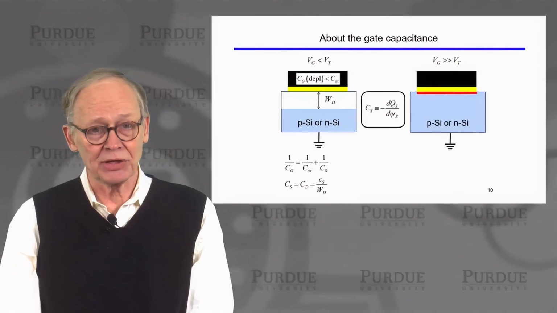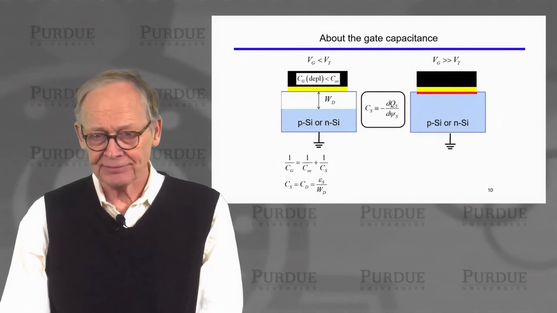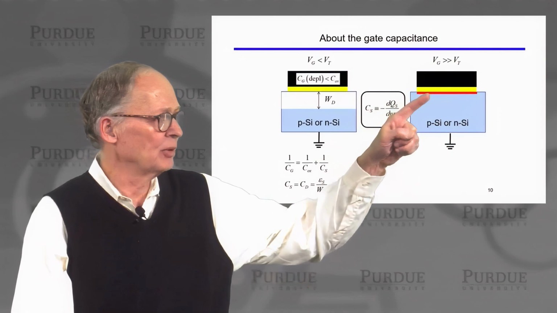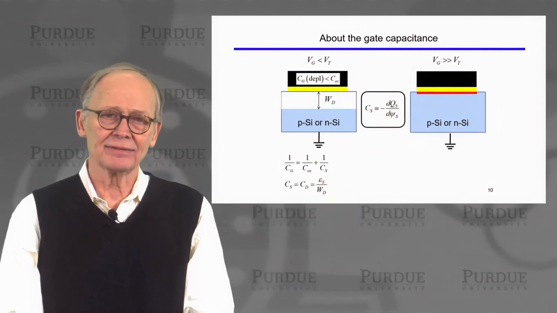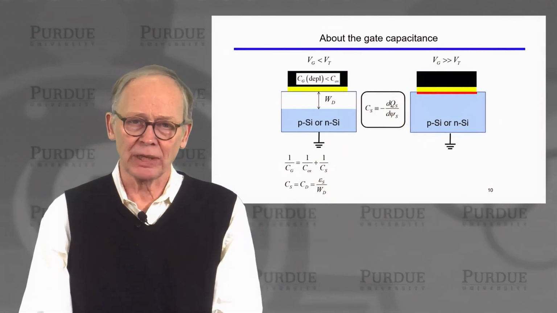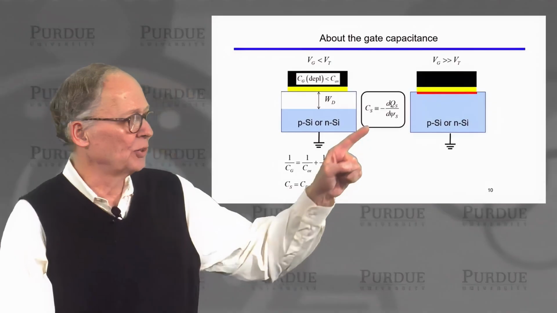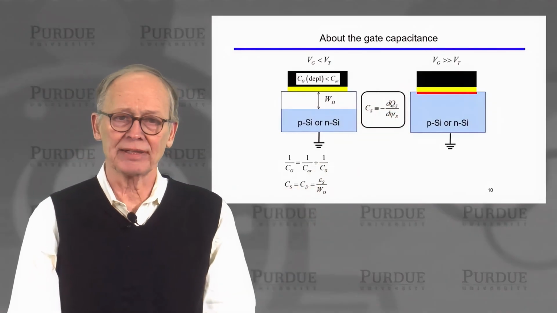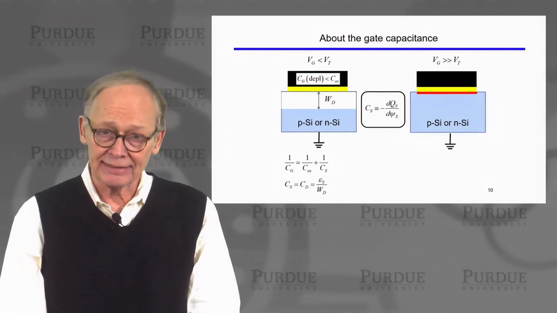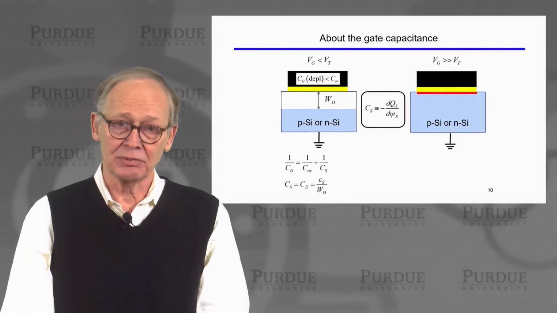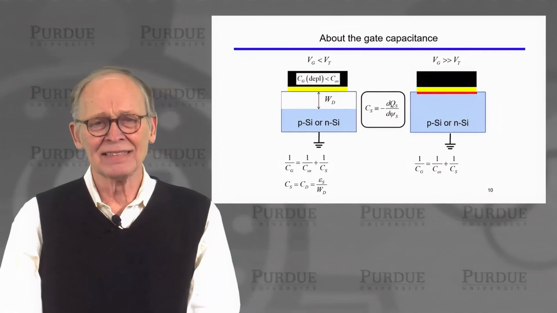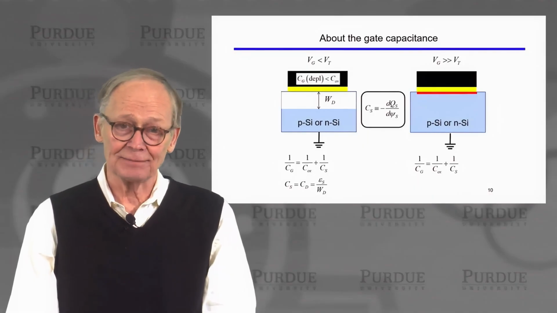Now, well above threshold in strong inversion, at first glance we would say that under strong inversion, we have a highly conductive layer of electrons right below the oxide. So it's like we have two metallic plates surrounding the oxide layer. The capacitance of this system should be just the capacitance of the oxide layer. Well, turns out that's not quite right.